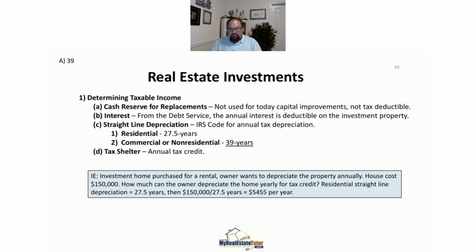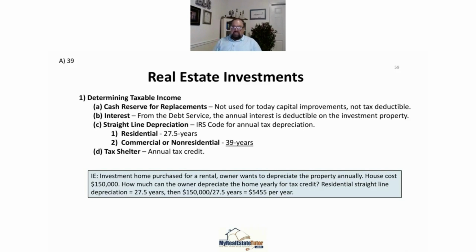So, for example, in the blue box, I've got an investment home purchase for a rental. Owner wants to depreciate the property annually. The house cost $150,000. How much can the owner depreciate annually or yearly? So this is what they call a residential straight line depreciation. Remember, 27 and a half years because it's a residence. So I'm going to take $150,000 divided by 27 and a half years, $5,455. I can depreciate annually on this residential property.